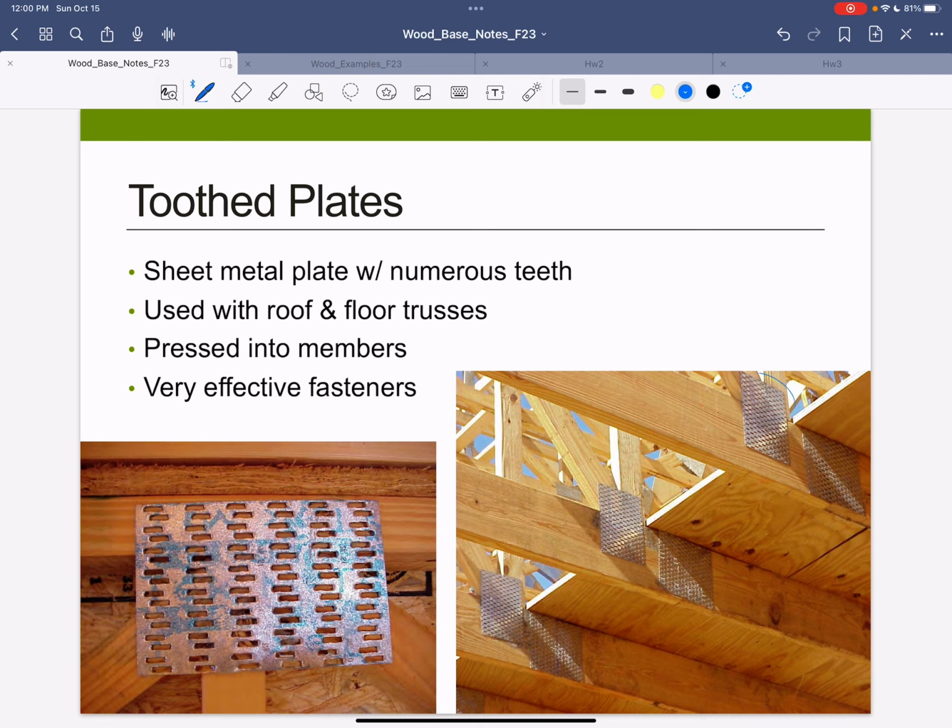Tooth plates. We talked about these. These are really effective at what they do, which is provide these truss type connections. They're used a lot in trusses for both roofs and floors. They're pressed into the member and they're very effective.